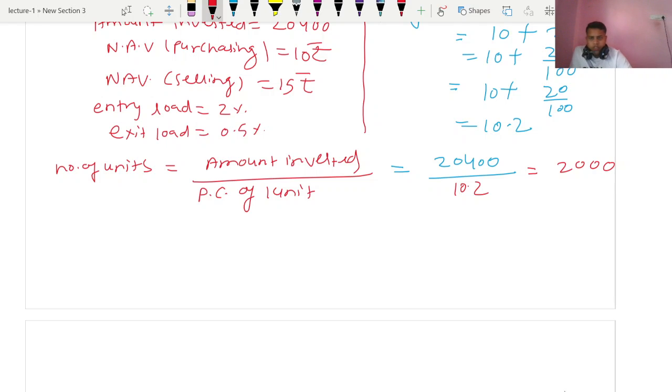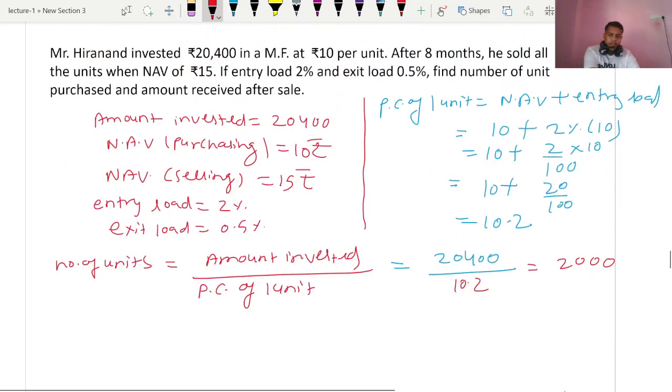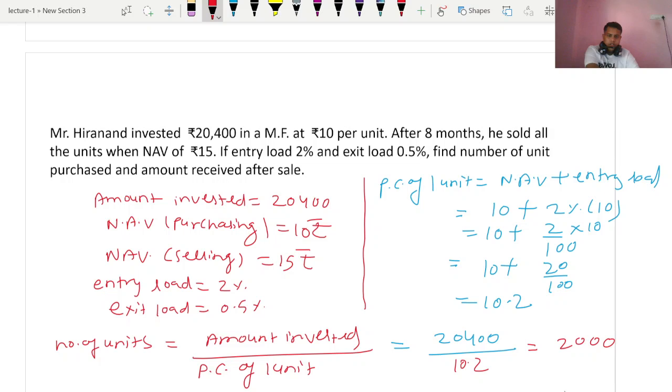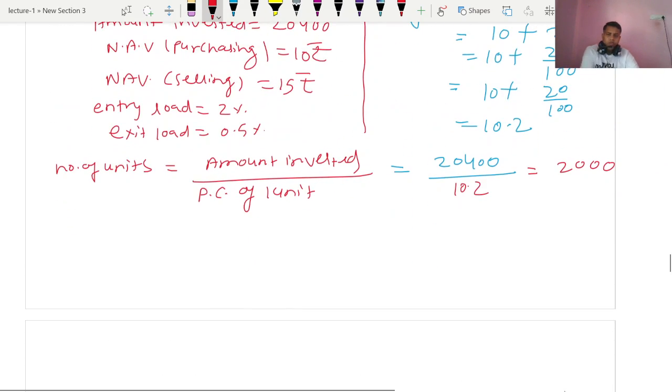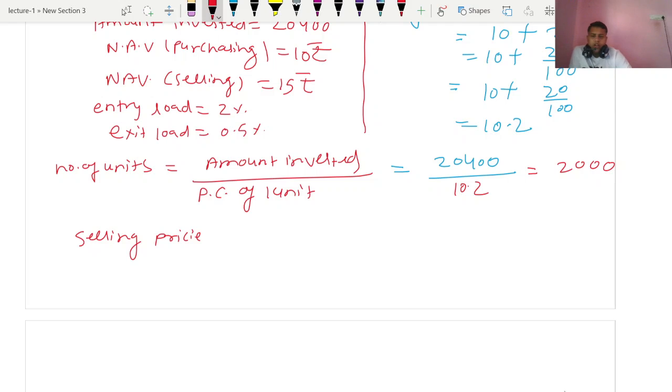Now similarly, since exit load is 0.5% and net asset value while selling is what? 15 rupees. So what you have to find out? Total sell, right? Find the number of units purchased and amount received after sales. So selling price or amount received after selling price of 1 unit equal to what? Net asset value minus exit load.